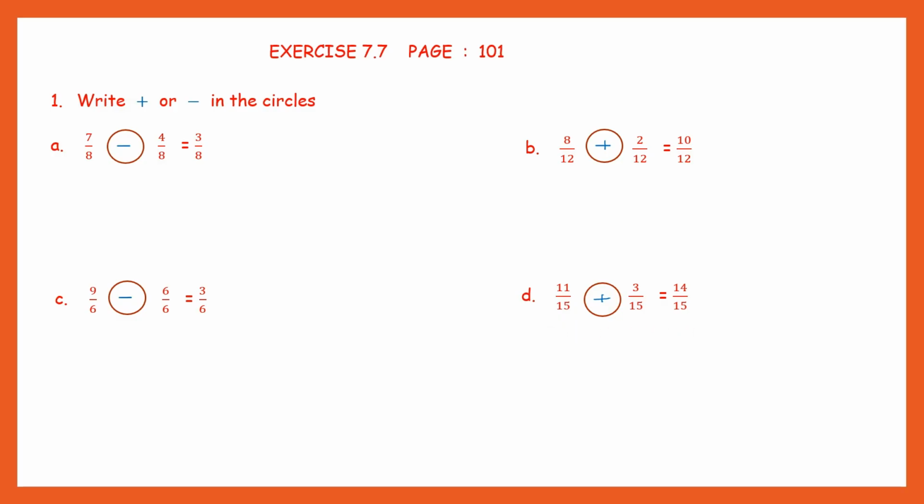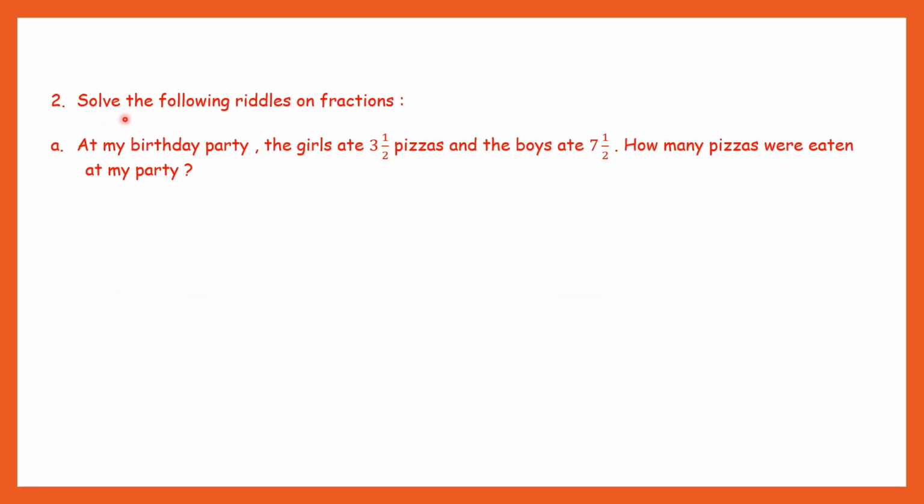Question 2. Solve the following riddles on fractions. Question A. At my birthday party, the girls ate 3 1 by 2 pizzas, and the boys ate 7 1 by 2 pizzas. How many pizzas were eaten at my party? So we are supposed to find out the total pizzas eaten at the party. So let's begin our statements by saying pizzas eaten by the girls. How much did the girls eat? 3 1 by 2. So let's write that, 3 1 by 2.